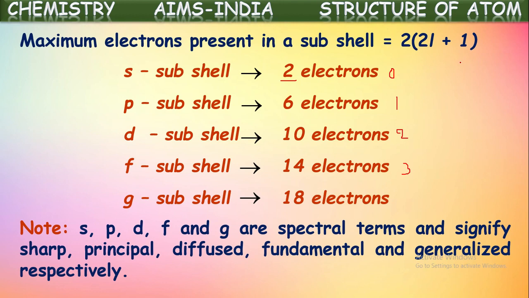S, P, D, F, G are spectral terms and signify. Yes, here we are using the names for these subshells S, P, D, F and so on. So these are signifying here. S signifying sharp, P represents principal, D represents diffused, F representing fundamental and G representing generalized respectively. So they are the names signified here based upon these symbols.